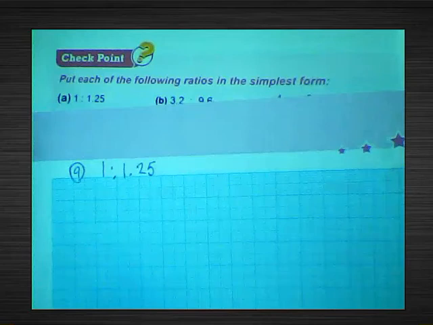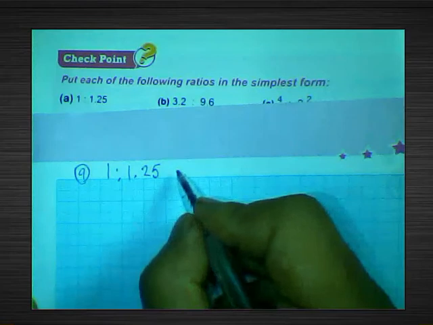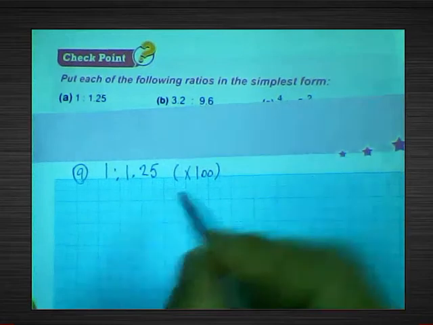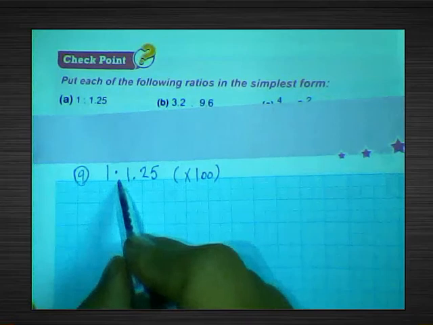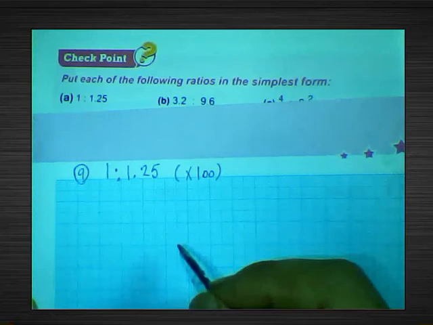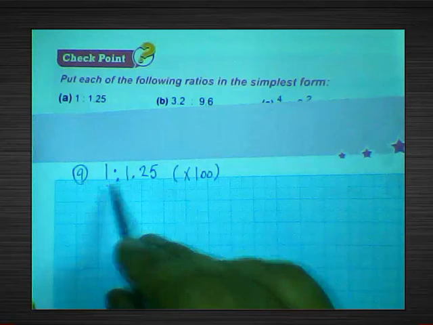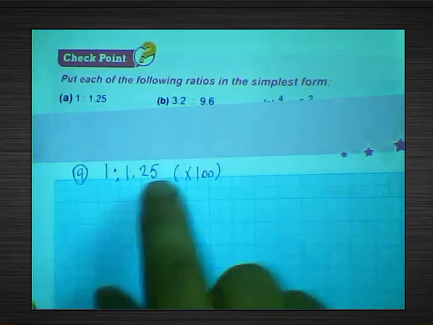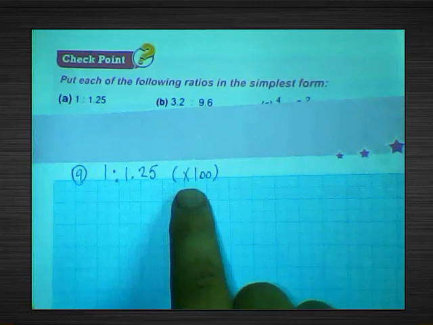We must put these to whole numbers. Who can solve it? We can times by 100 to cancel this point. The ratio is comparing between two quantities and has no units. So it's a whole number and a decimal number, so we can find the ratio between them by division. In the first step, we must do multiplication first.